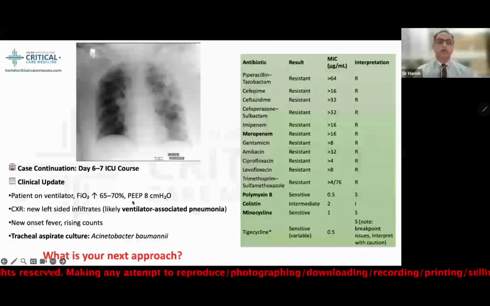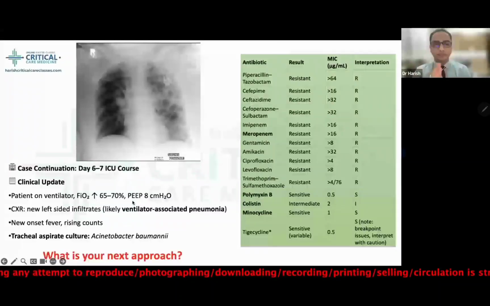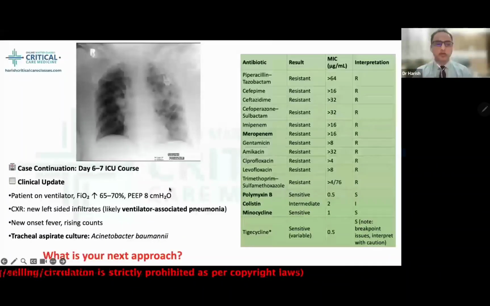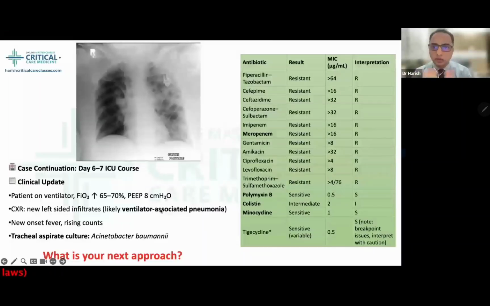In the next days 5, 6, 7 of the ICU course, the patient is on a ventilator, his FiO2 requirement increased to 65 to 70%, on PEEP of 8. The X-ray shows left-sided infiltrates with minimal infiltrates on the right side. Most likely he has started having a ventilator-associated pneumonia, with new onset of fever and rise in WBC count. So we sent the tracheal aspirate, which grew Acinetobacter. So this is the culture sensitivity report.